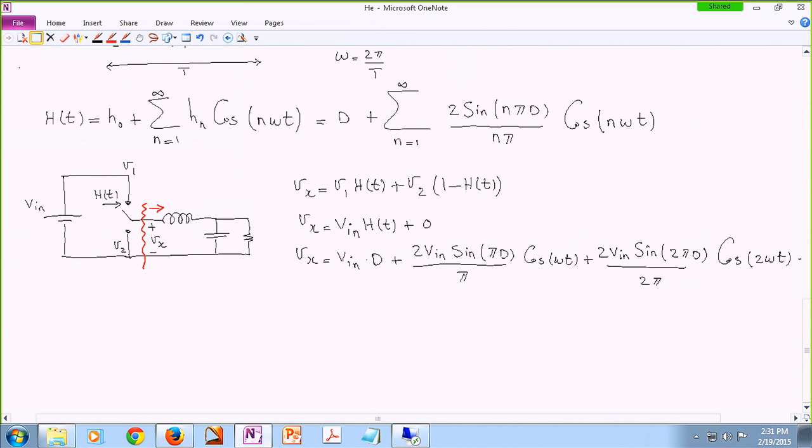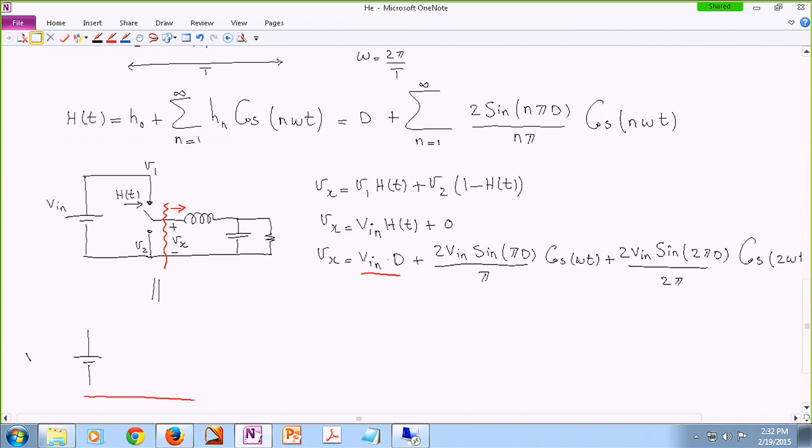In order to find that answer, I can break down my system into its components. One time, I can consider the DC component, which is Vin times D. I'll rewrite it, and then look at the rest of the network and calculate that response.